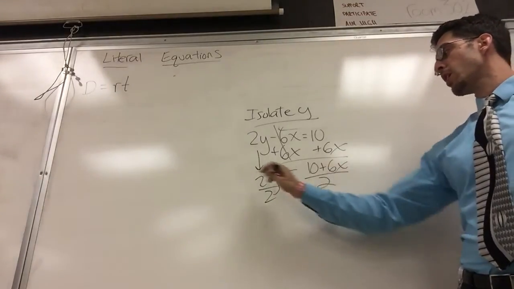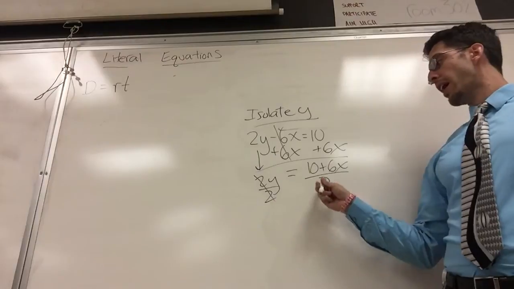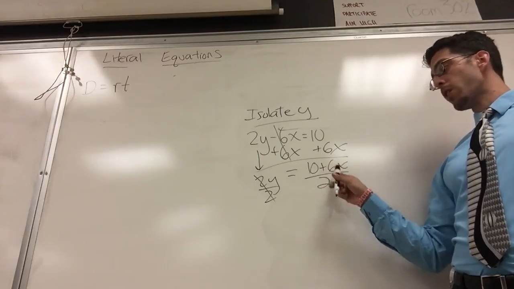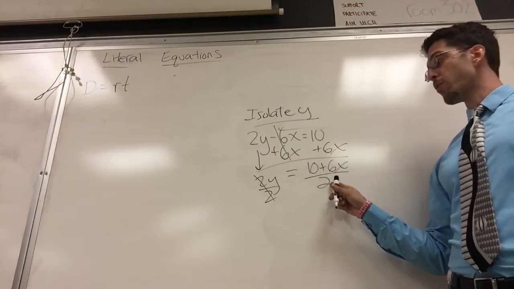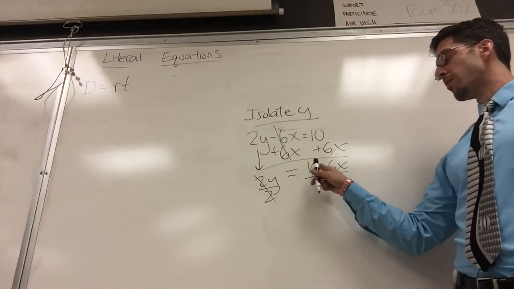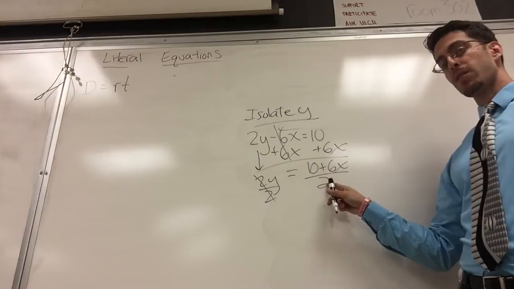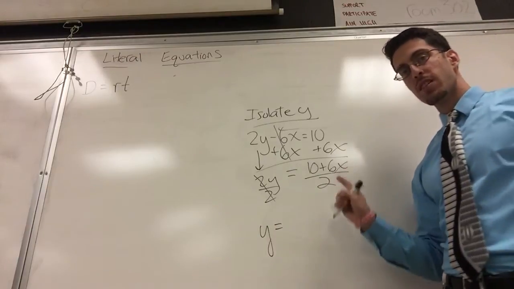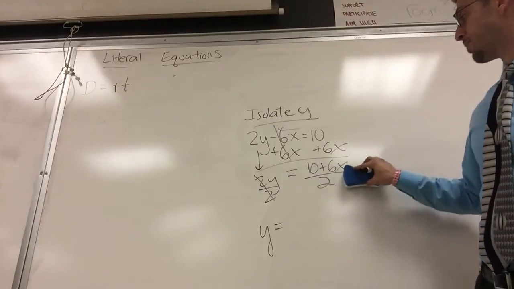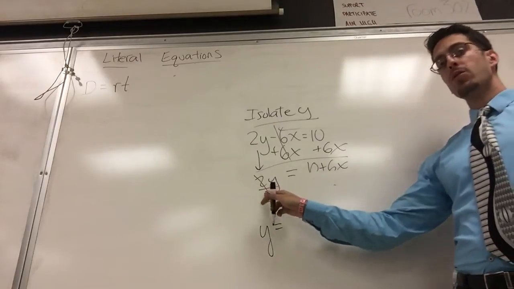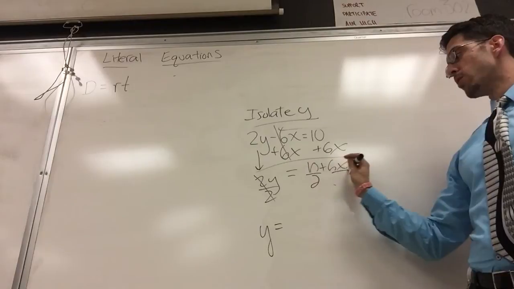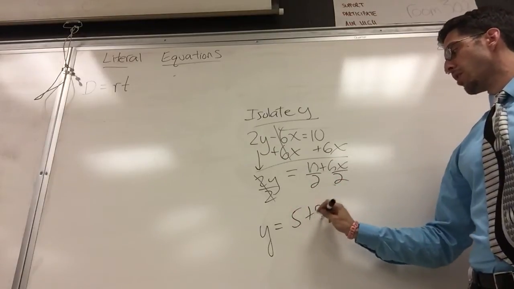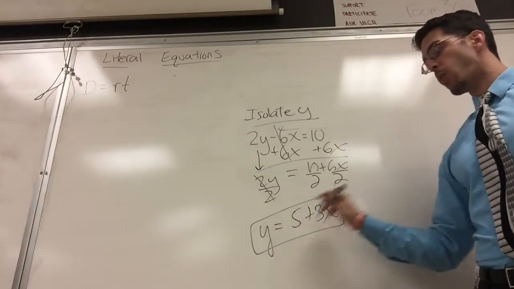Here's where it gets crazy. You are allowed to divide, even if it has an x next to it, you are allowed to divide the coefficients. And if you remember fractions from middle school, I divide the 10 by the 2 and the 6 by the 2. When you divide by 2, you do it everywhere. You do it here and you do it here, individually. So this is going to be y equals 5 plus 3x. The end, y is isolated.